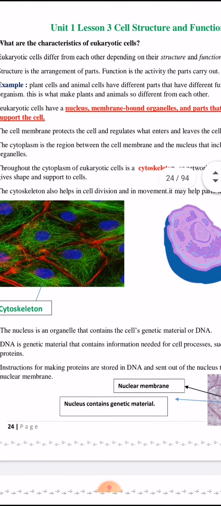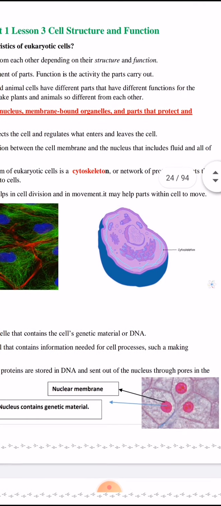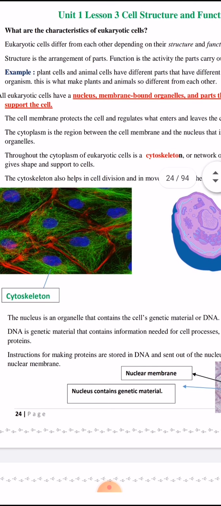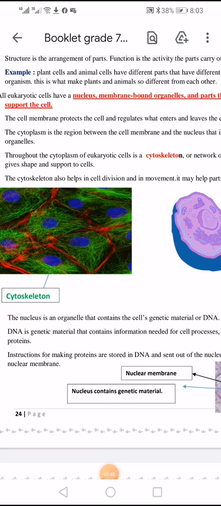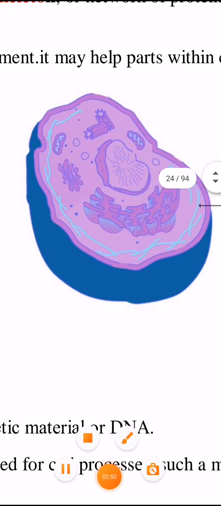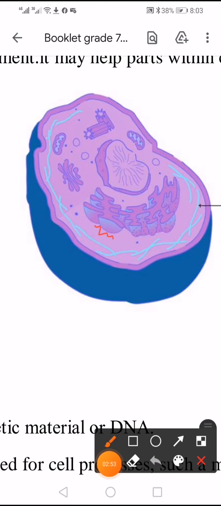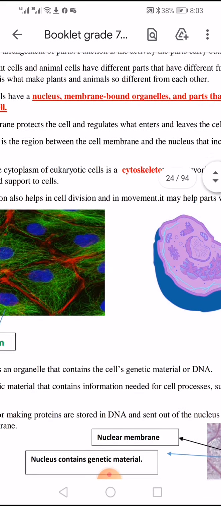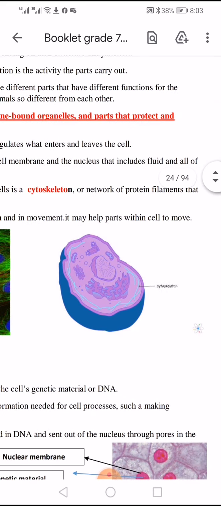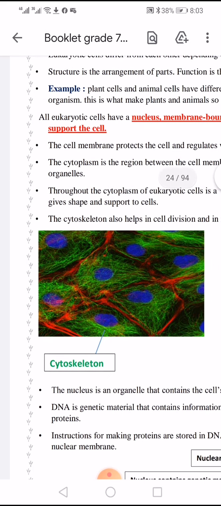Cytoplasm is a structure. What is the function of cytoplasm? It is the region between the cell membrane and the nucleus that includes fluid and all of the organelles. So cytoplasm means the region inside the cell. Look, this is a fluid or gel-like structure, pink. This is the fluid present inside the cell that includes all of the organelles.